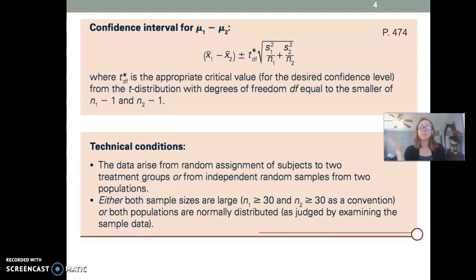So if your sample size is small, you might want to do a normal probability plot to take a look and see, well, does my data look approximately normal? Okay, so these are the things that we're going to be learning how to use in the next activities.